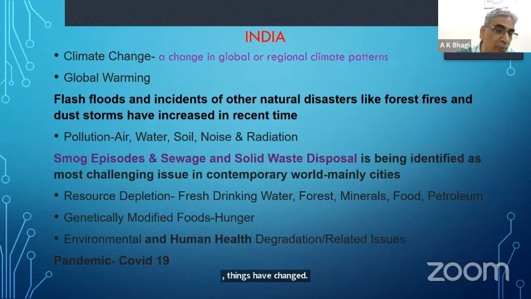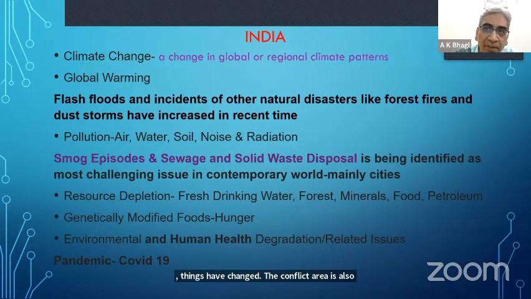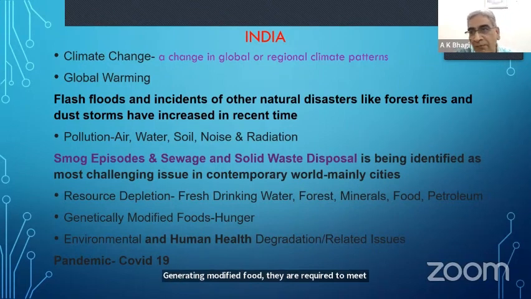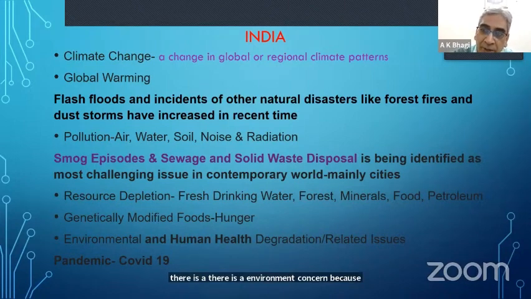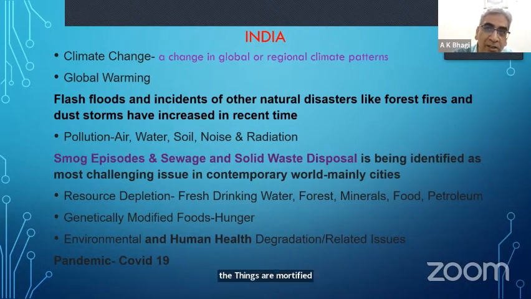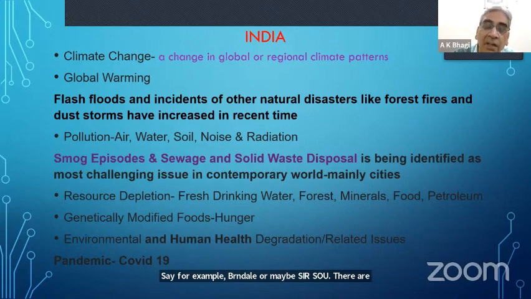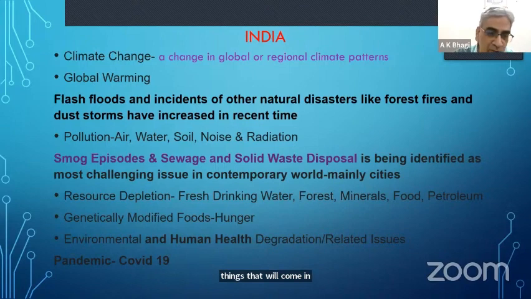The conflict area is also about genetically modified food. Genetically modified food is required to meet our needs and to have a no-hunger zone. But at the same time, there is an environmental concern, because when things are modified, say for example brinjal or maybe sarson, there will be many ecological imbalances in terms of insects and other things. So these are the issues.